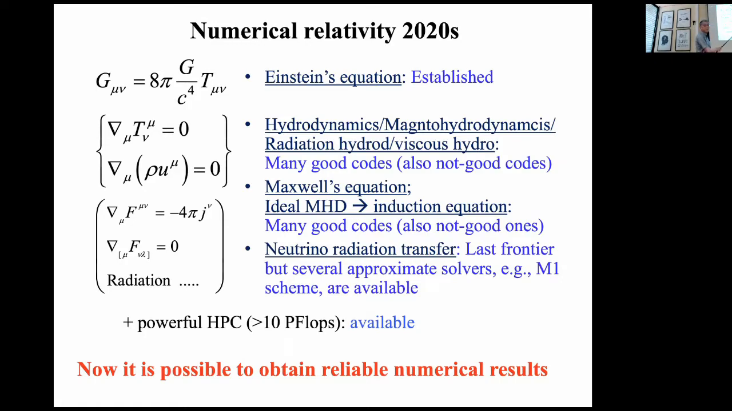Also, we didn't have a good supercomputer, but after 10 years, we have a significant development of computers and neutrino radiation transfer. And maybe in the next decade, this could be 10 times larger, and then the situation could be much better. But anyway, right now it's possible to perform a reliable numerical simulation.